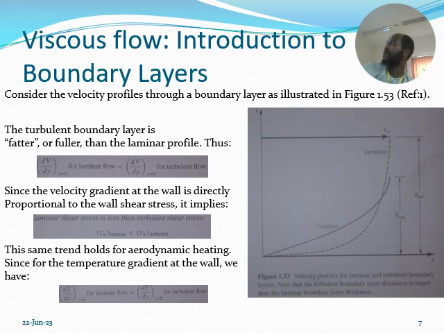So this same kind of trend also holds for the aerodynamic heating, because the temperature gradient for laminar flow inside the boundary layer is also less than the temperature gradient for the turbulent flow inside the boundary layer. And that means since the aerodynamic heating is directly proportional to the temperature gradient at the surface, it shows us that the aerodynamic heating in the laminar boundary layer is less than the aerodynamic heating in the turbulent boundary layer.